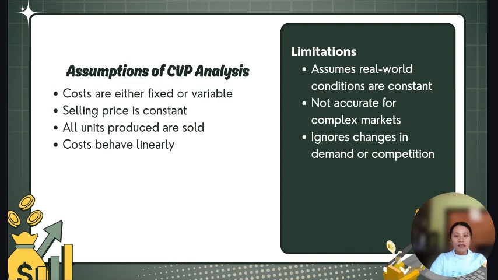Selling price is constant. The analysis assumes nga ang sales price dili mag-change, meaning parehas ra gihapon ang presyo sa products bisan modaghan or mubaba ang sales. All units produced are sold. CBP assumes nga tanan products nga na-produce kay mabaligya dayon, while stock or unsold items nga mabilin. Cost behave linearly. This means nga cost and sales change at a constant rate. If production increases, cost also increase proportionally.